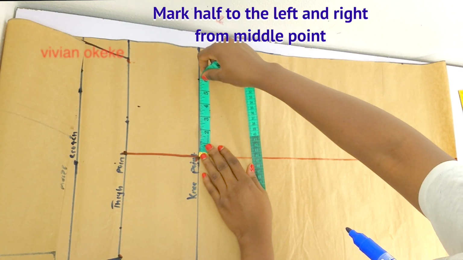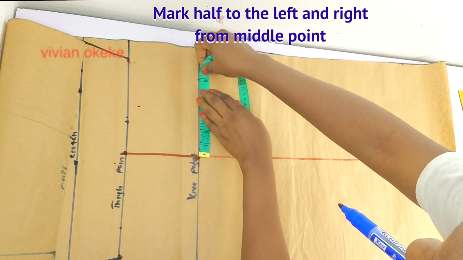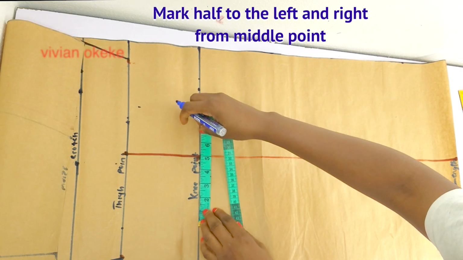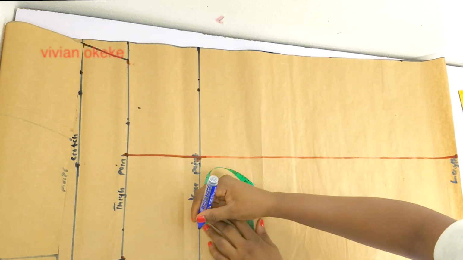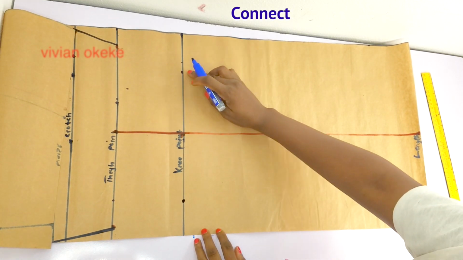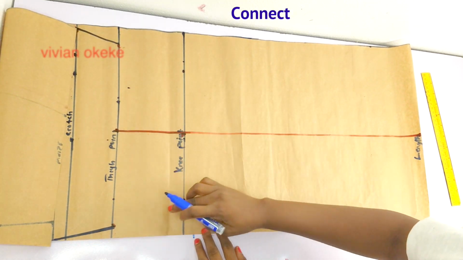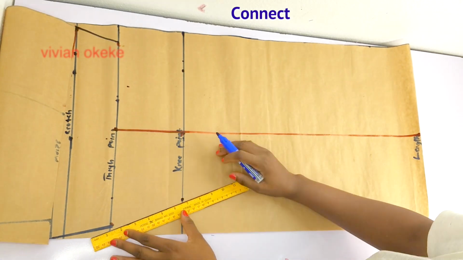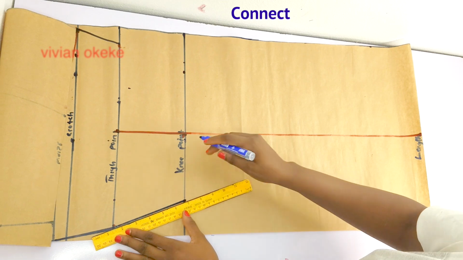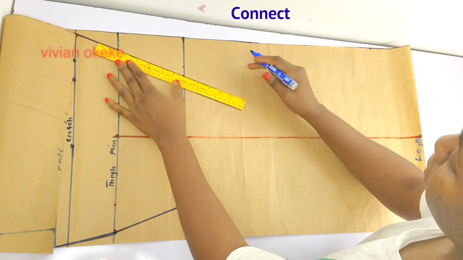So just the same thing I did on the thigh line, I'm doing on the knee line: dividing my round knee by 2, and then dividing the number I get by 2 again, and I mark that to the left and to the right from the middle point. And now I'm just going to go ahead and connect it to the thigh line. So gradually it is coming together.